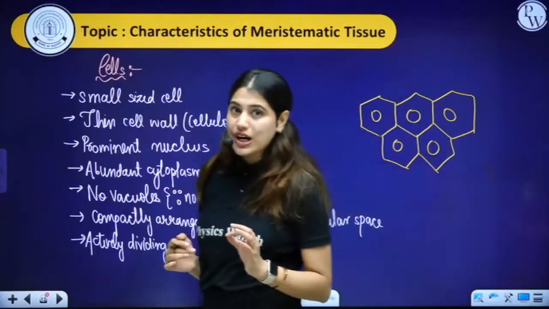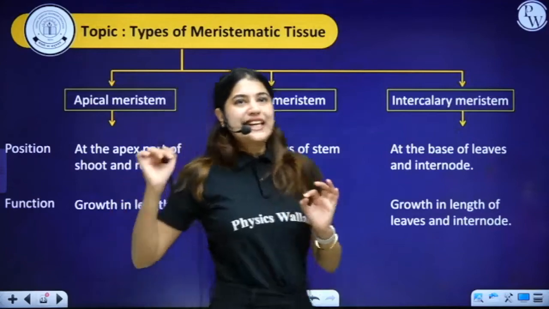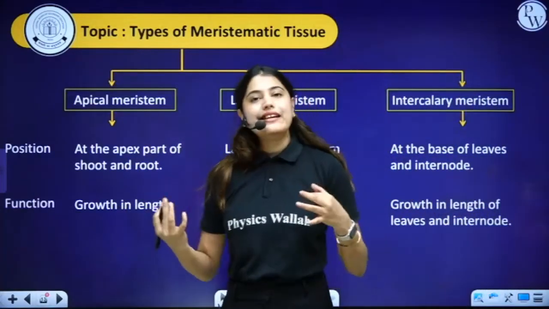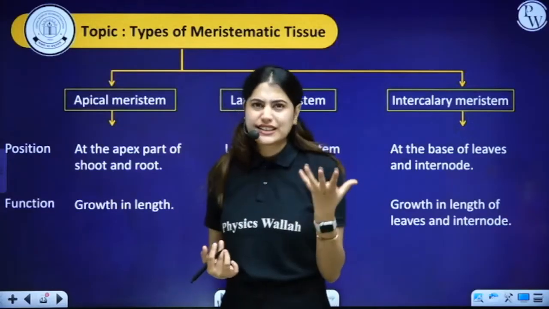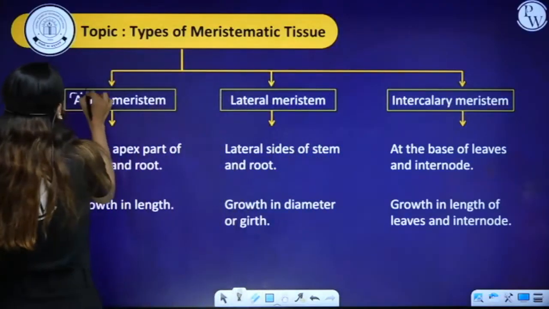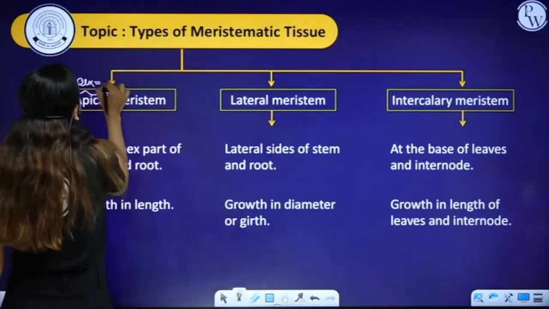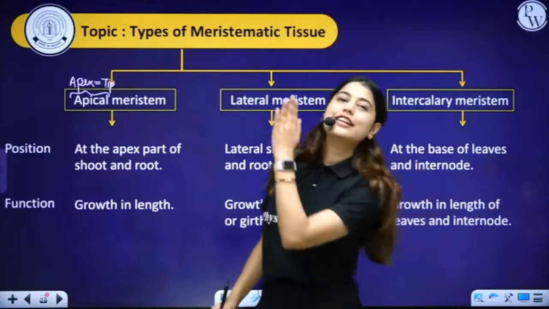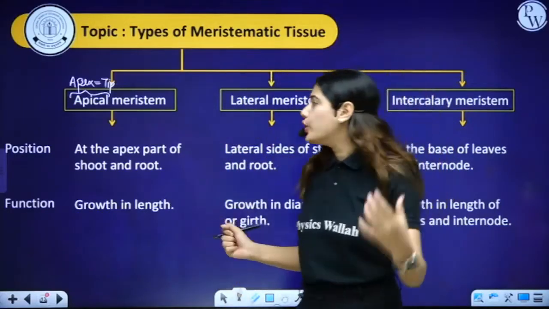Let's move towards the types of meristematic tissue, that is apical, lateral and intercalary. So the word apical comes from apex, so it is present at the apex. Apex means tip, right? So obviously where will this meristem be present? At the tip. Where at the tip? At the tip of the shoot, at the tip of the root, right?